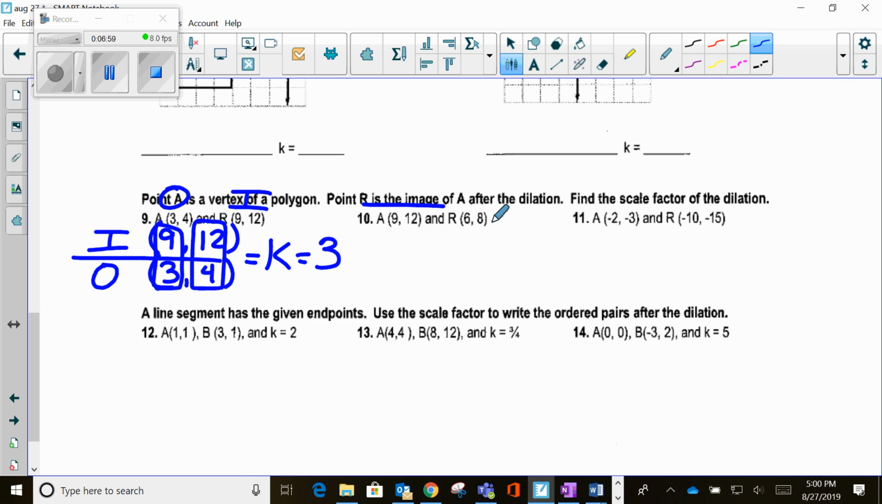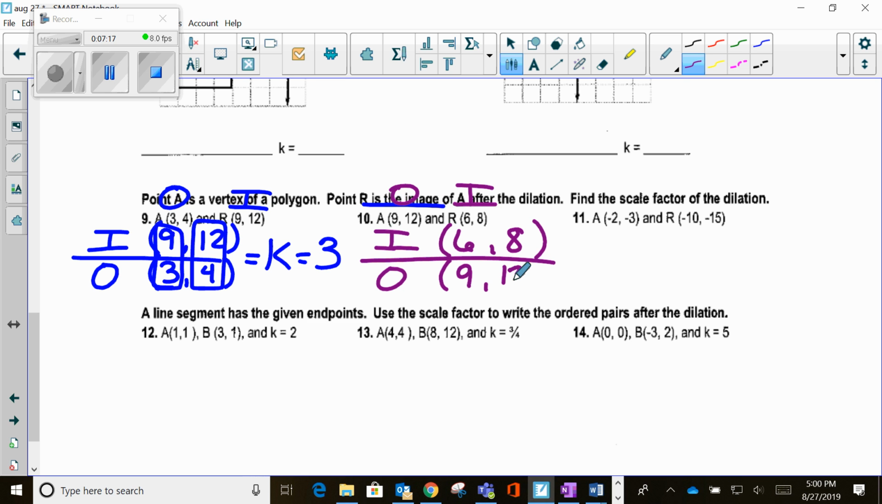I'm going to do the same thing for number 10. I'm going to go ahead and identify my image as my R and my object as my A. Image over object. 6, 8 is the image. 9, 12 is the object. And now I have a ratio of 6 over 9, and I have a ratio of 8 over 12. Both of those simplify to a k value of 2/3.